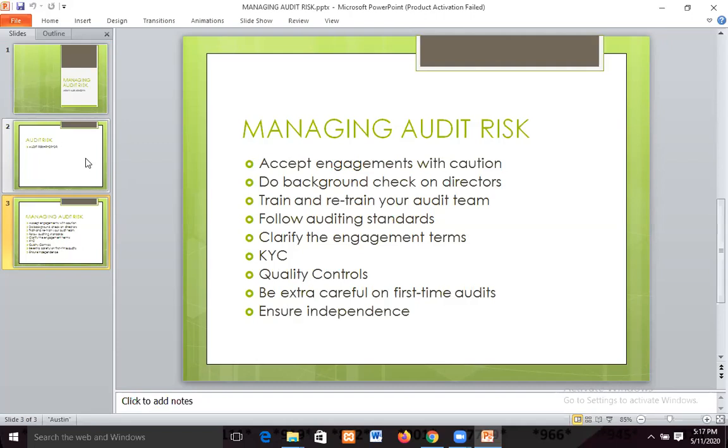Then you need to follow auditing standards. So there are a lot of these auditing standards all over the place, international best practices on auditing. So you need to adopt and follow them. All right. Then clarify the engagement terms. Very, very important. You are going to be judged, you are going to be examined based on the terms of the audit engagement. So you need to get a clear understanding of what is expected of you on the audit.